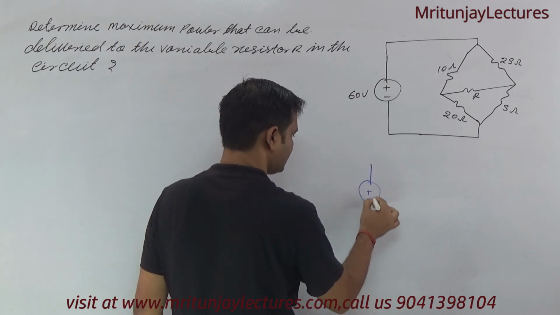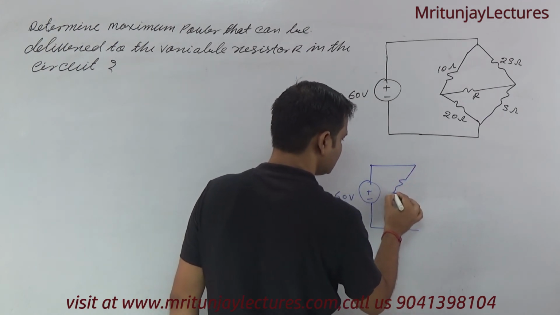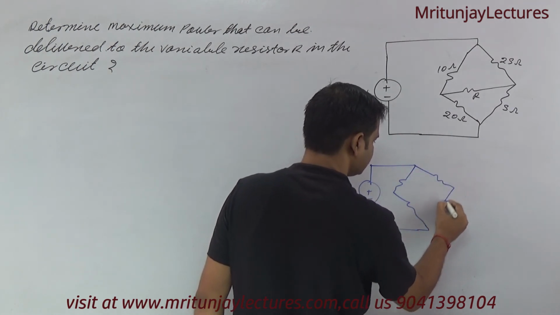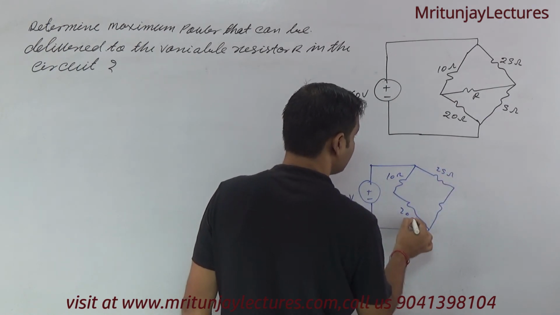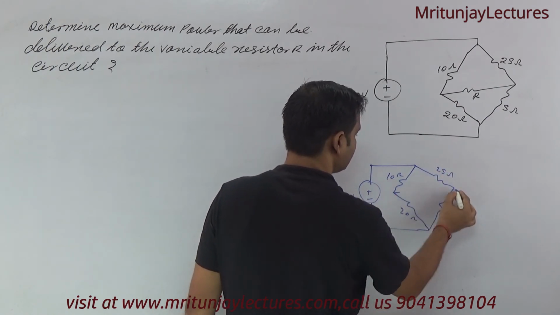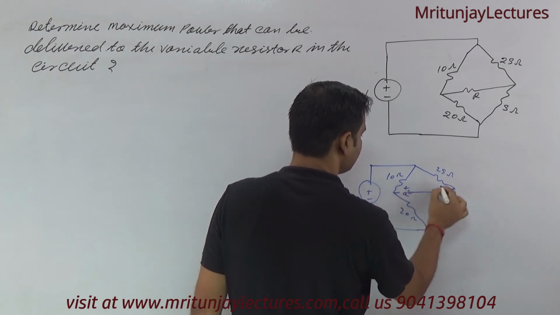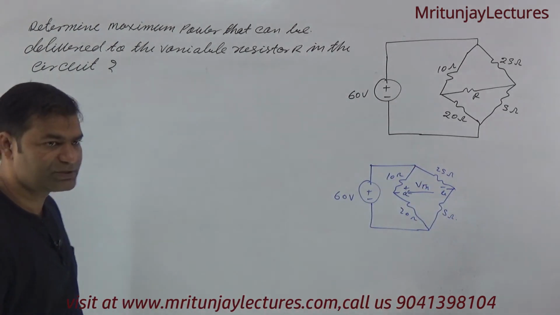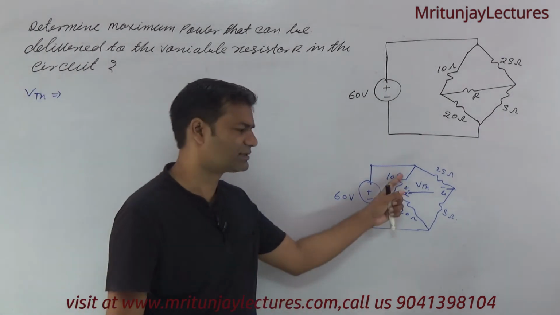First of all, make that 60 volt, and the resistors are 10 ohm, 25 ohm, 20 ohm and 5 ohm, and this is A and that is B. Plus minus VTH. Our motto is to determine VTH. How can we determine VTH? First of all, this is an open circuit. After that we focus on VTH. If you want to determine VTH, then first of all you determine the current.